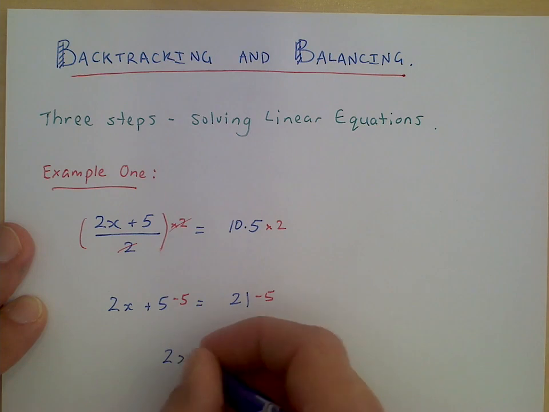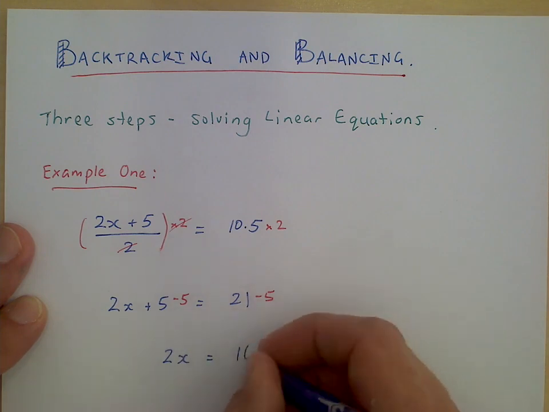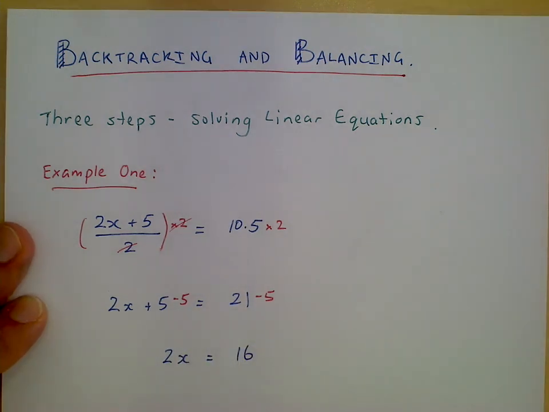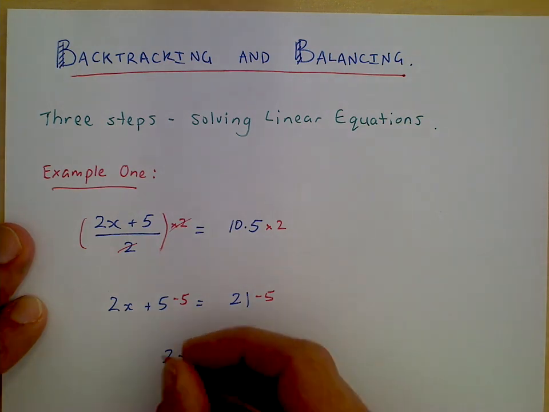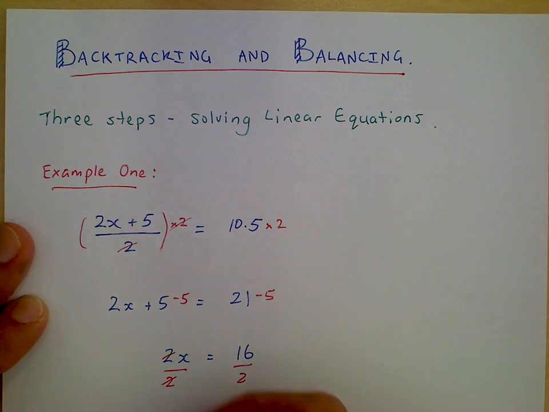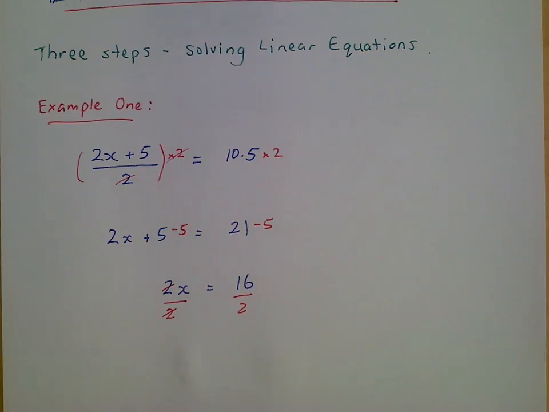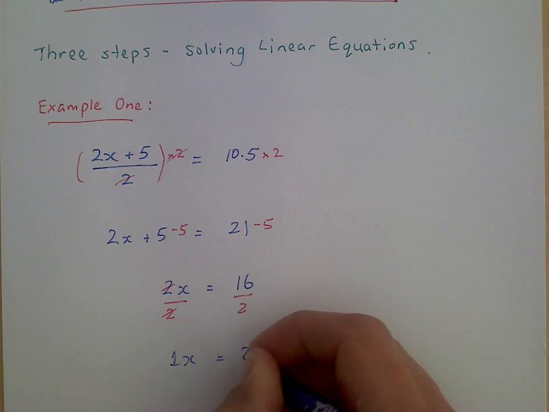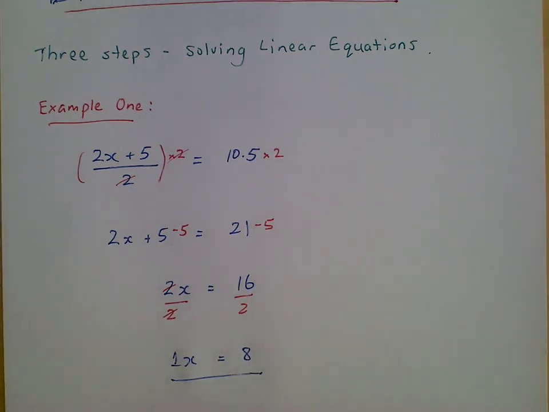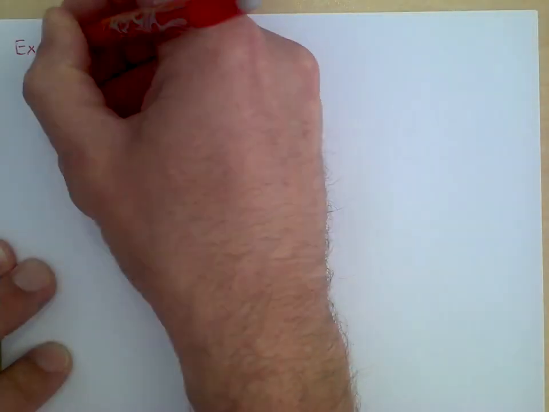We're left with 2x = 16. Now what we've got to do is we're going to divide both sides by 2. And that's going to remove the 2x in front to give us 1x. And then all we need to do is go 16 divided by 2. So we've got 1x there is equal to 8. And there's our final answer. Okay, so let's look at another example.